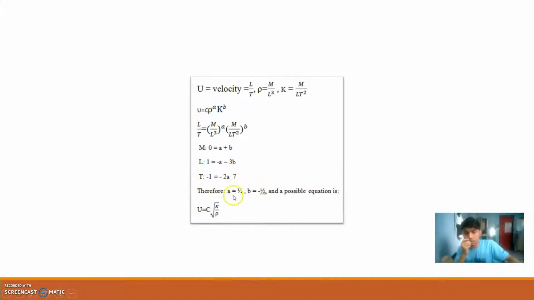So we find out the values of a and b using the simultaneous equations, and then we put them back in here, and then we organize it using mathematical algebra, and then we will get this answer.